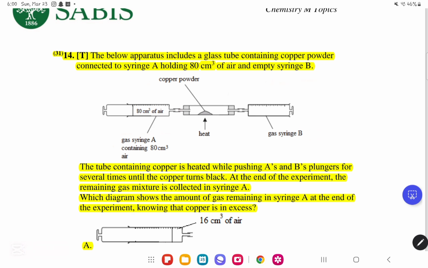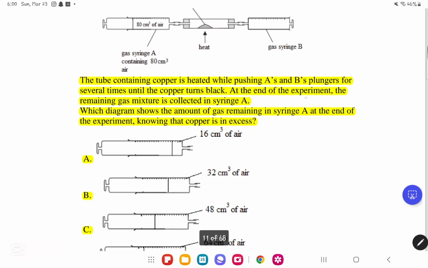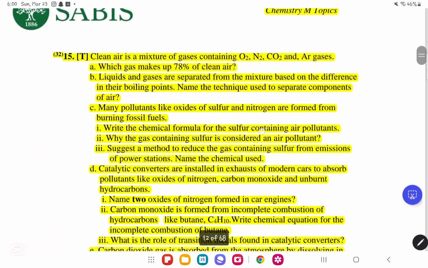Anyways, so the copper oxide, we know that it's going to form, but we also know that the copper is in excess. That means all of the oxygen is going to be used up. If all of the oxygen is going to be used up, that means the gas remaining over here is going to be everything except the oxygen. So we find the amount of oxygen here. We found it to be 16.8 centimeter cubed, and then we would subtract it from the original value to get the remaining value, which is 63.2 centimeter cubed, and then we choose the closest possible value.